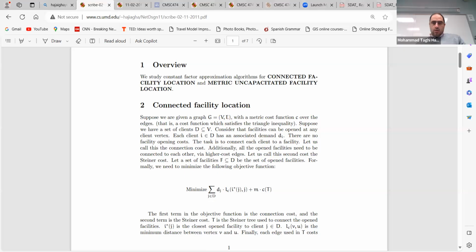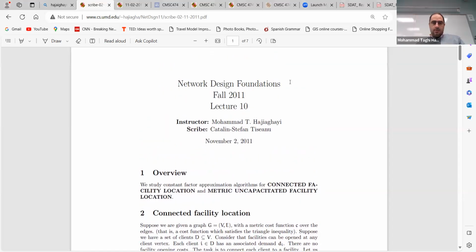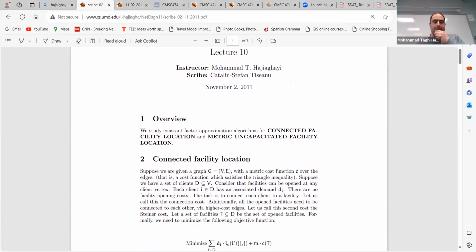Okay, so let's continue this class. Let me just remember what we talked about so far. We talked about network problems, some general approaches like tree embedding, some special graphs, and again embedding somehow or decomposing into bounded treewidth graphs.